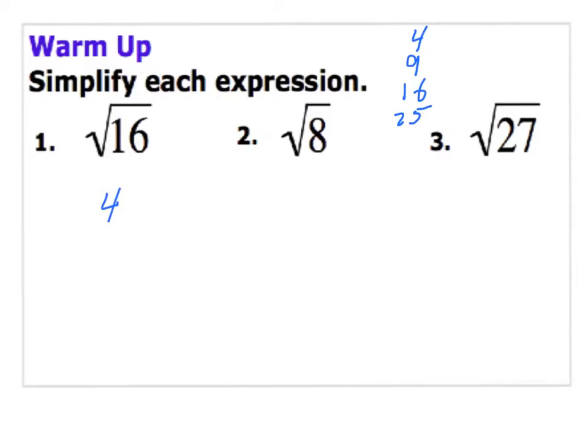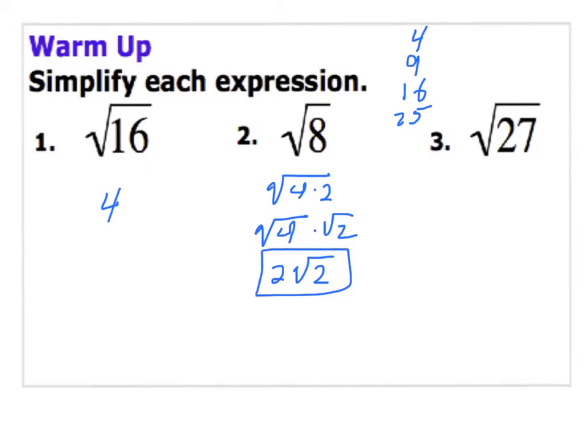Now, looking to the next one, we ask ourselves, what is the largest perfect square that goes into 8? Well, 4 does, and 4 goes into it twice. So we have the square root of 4 times 2, or you can write it square root of 4 times square root of 2. Square root of 4 is 2, and you bring down the radical 2, and now that is simplified.